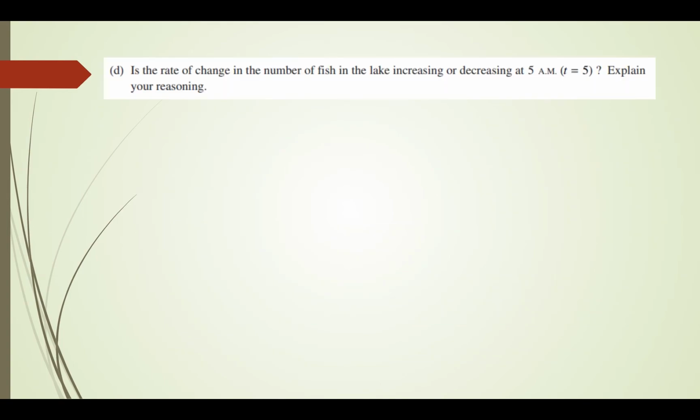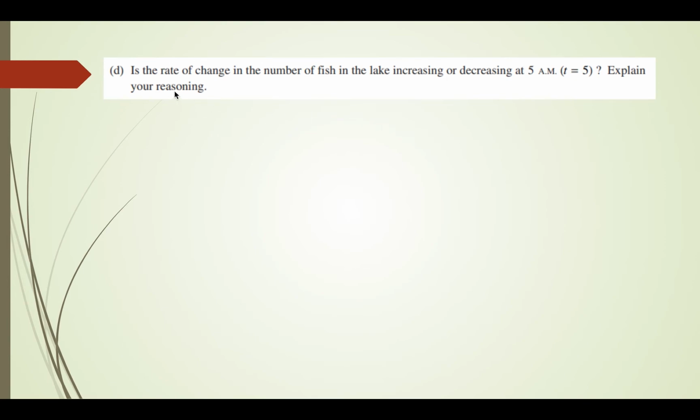All right, wrapping this up in part D. Is the rate of change of the number of fish in the lake increasing or decreasing at 5 a.m.? Explain your reasoning. All right, so generally speaking in calculus, if you want to find out if a function is increasing or decreasing, what you're going to do is take the derivative of that function and see if it is positive or negative. If the derivative is positive, that means your function is increasing. And if the derivative is negative, that means that your function is decreasing.